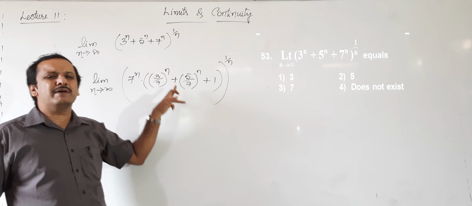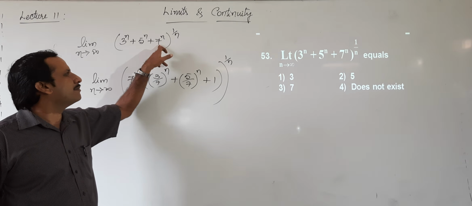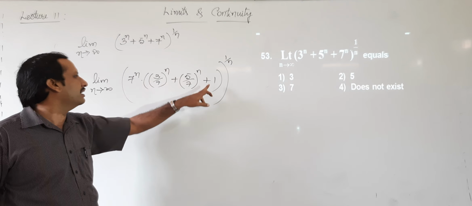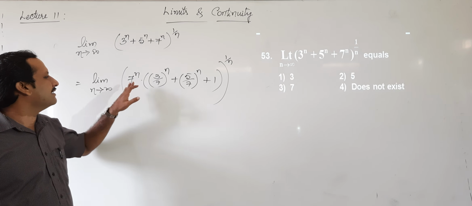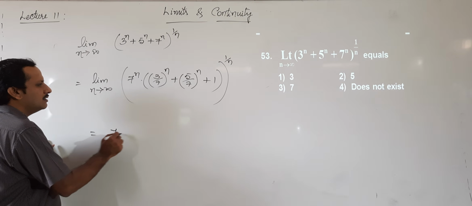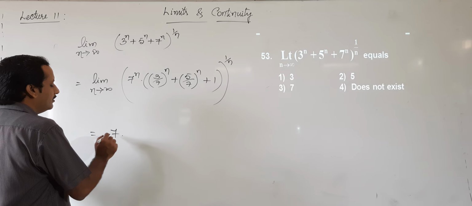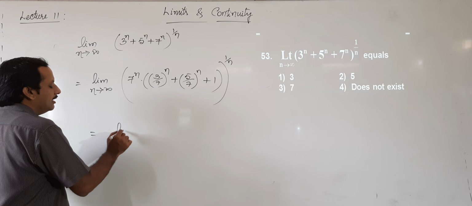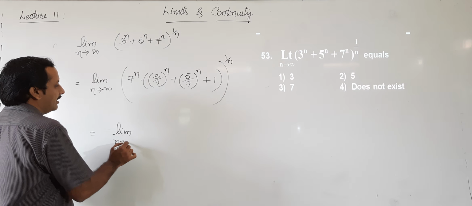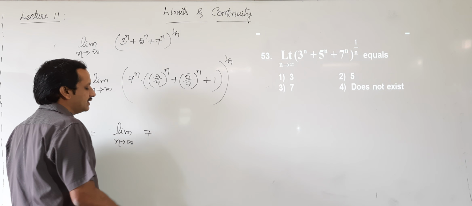Here 5 power n by 7 power n is nothing but 5 by 7 whole power n. Here 7 power n by 7 power n is 1, whole power 1 by n. 7 power n whole power 1 by n will be equal to 7. Right? Into, okay, I will write inside: limit n tends to infinity, 7 power n whole power 1 by n, that is 7.